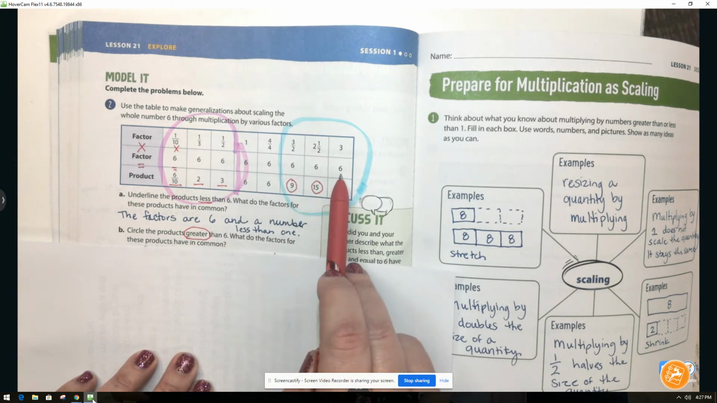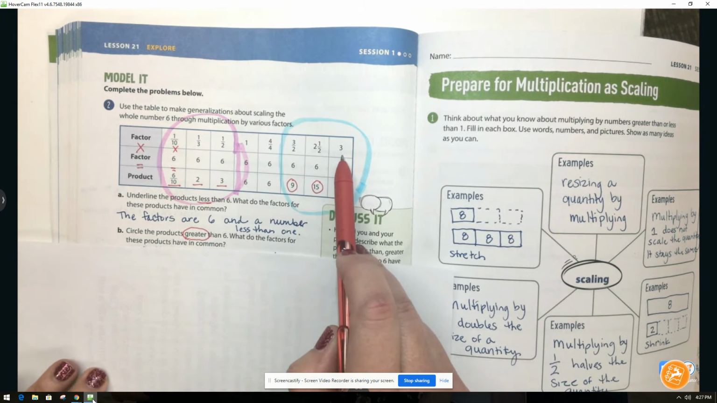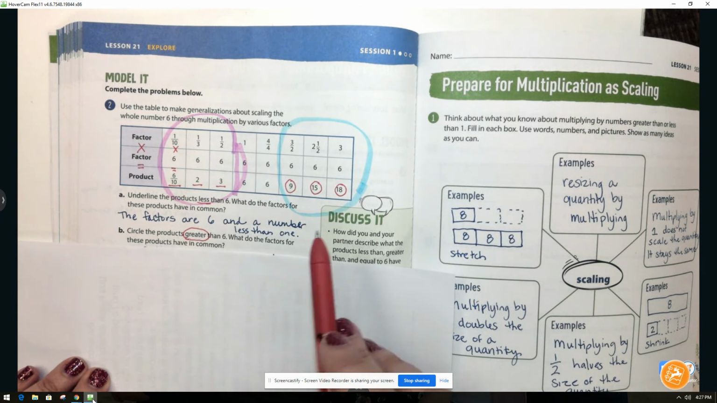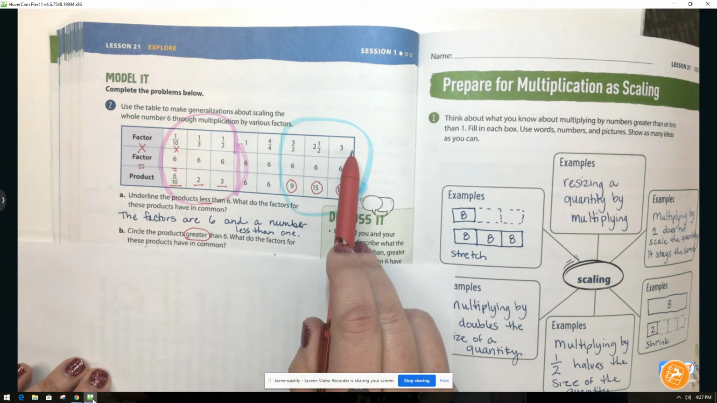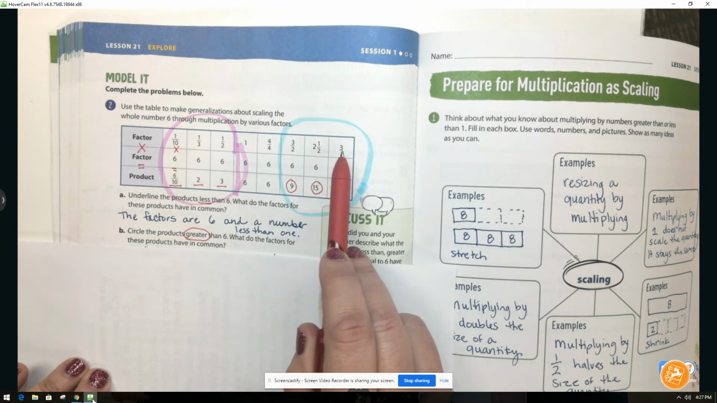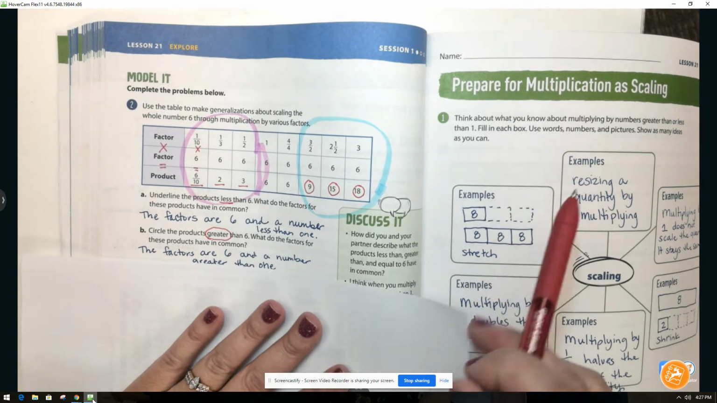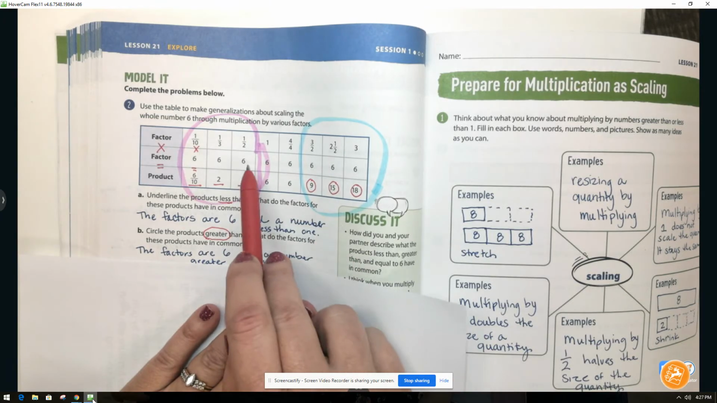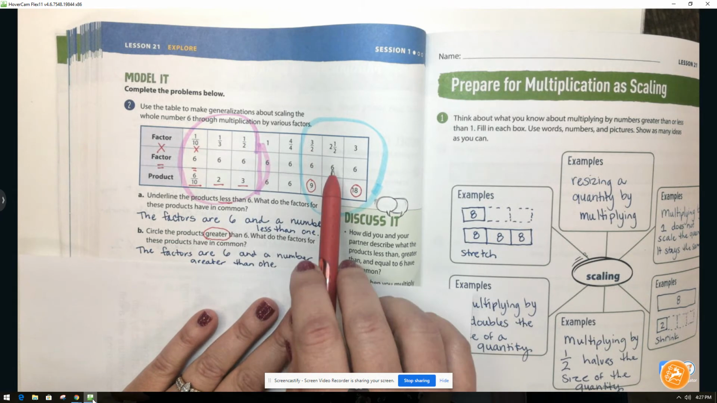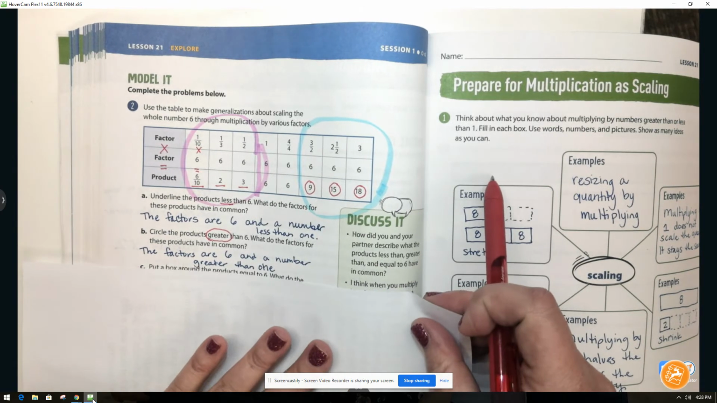Well, again, we see that they all have one factor that is 6. And then what do we notice about the other factors? That's right. All of these factors are greater than 1. They're all more than 1 whole. So one of the factors is always 6, just like it was over here. But instead of being less than 1, now the other factor is a number greater than 1.